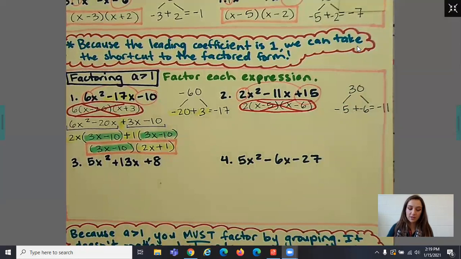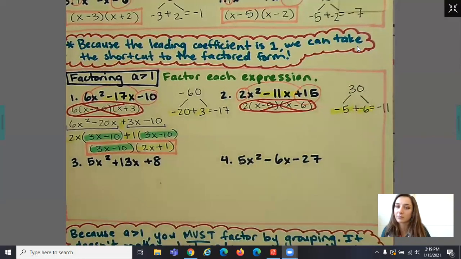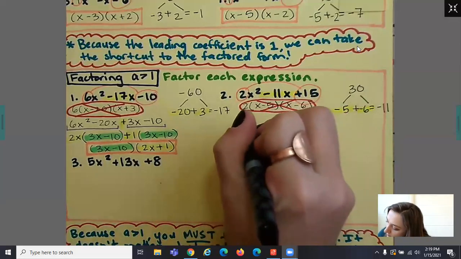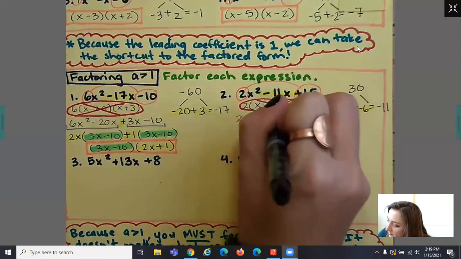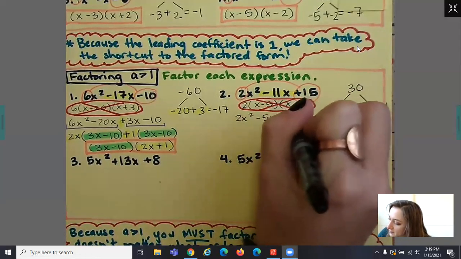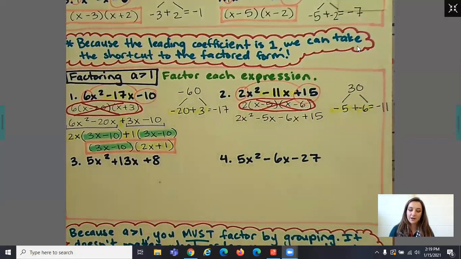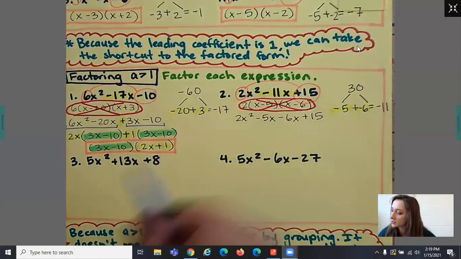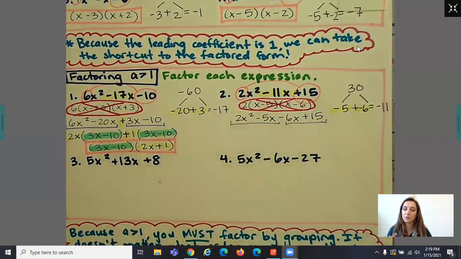minus 6x, okay? So let's rewrite -11x as -5x minus 6x. So I'm rewriting my problem, 2x squared minus 5x minus 6x plus 15. And now we can do our factoring by grouping. So I'm going to group the first two terms together. Then I'm going to group the second two terms together, and then we're going to solve.